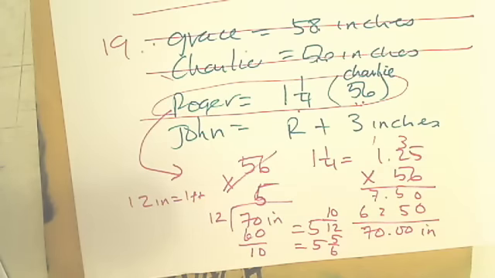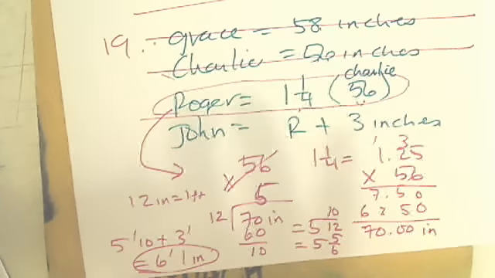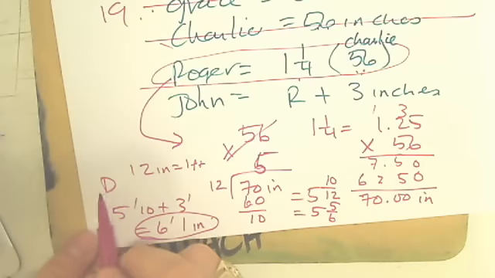It says, how tall is John? Well, add 3 inches to that. So he's 5 feet 10, right? 5 feet 11, 5 feet 12, that's 6 feet. Add 1 more: 6 feet 1 inch. He's 5'10" right now and you're adding 3 more inches. So 5 feet 10 plus 3 inches is 6 feet 1 inch tall, which is letter D.